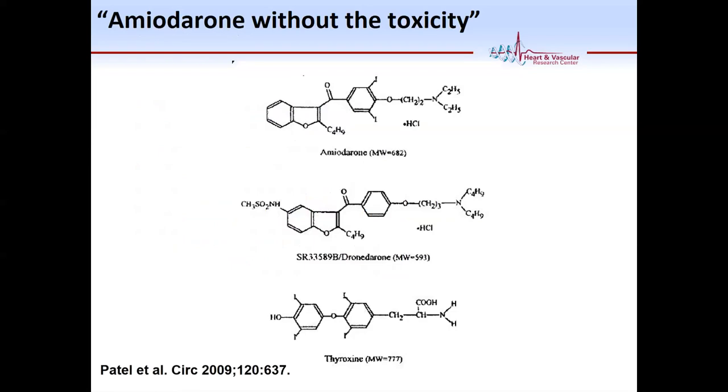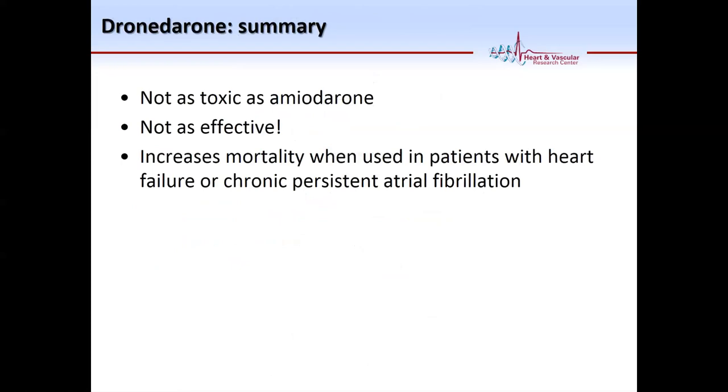Then there's dronedarone, which was developed in order to be amiodarone without the toxicity. And it's not as toxic as amio, but it's not as effective either. And the other difference is that it's been shown to increase mortality when you use it in patients with heart failure or chronic persistent atrial fibrillation. So it's got a pretty narrow application, and it's also more expensive. So you don't see a whole lot of dronedarone out there, but we have a few patients on that.